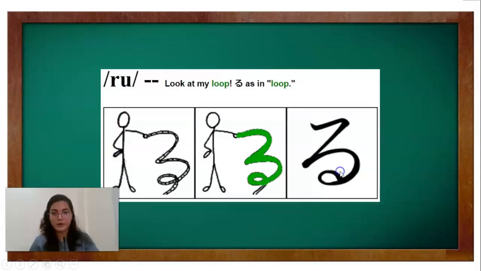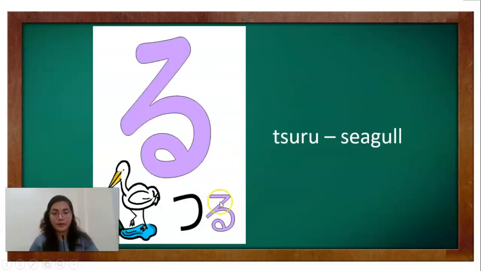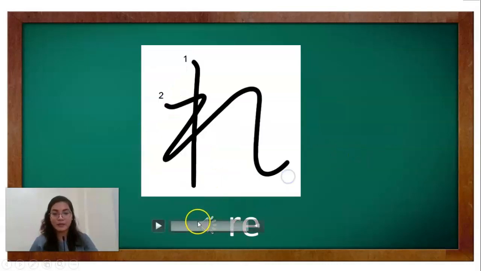Okay, so to remember this ru, just think of a loop. So ru as in loop. Here's an example word that has ru. Tsuru. Tsuru means seagull.